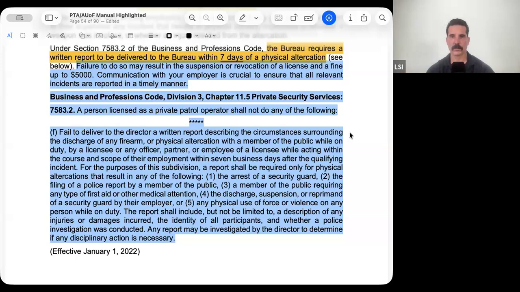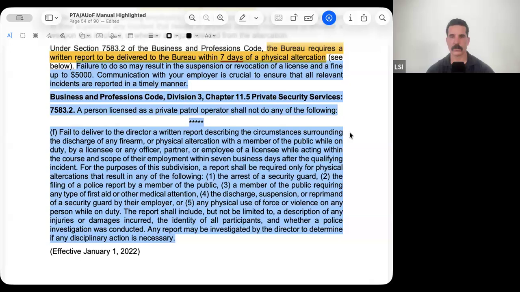For the purposes of the subdivision, a report shall be required only for physical altercations that result in any of the following: 1. The arrest of a security guard. 2. The filing of a police report by a member of the public. 3. A member of the public requiring any type of first aid or other medical attention. 4. The discharge, suspension, or reprimand of a security guard by their employer. Or 5. Any physical use of force or violence on any person while on duty.